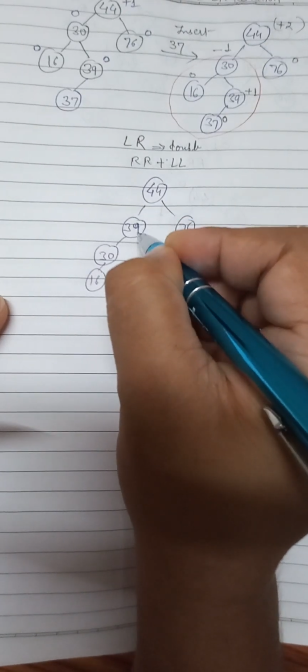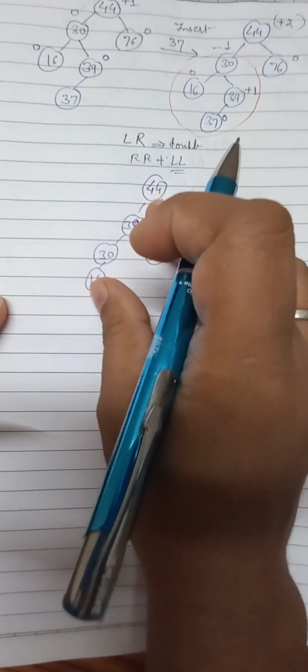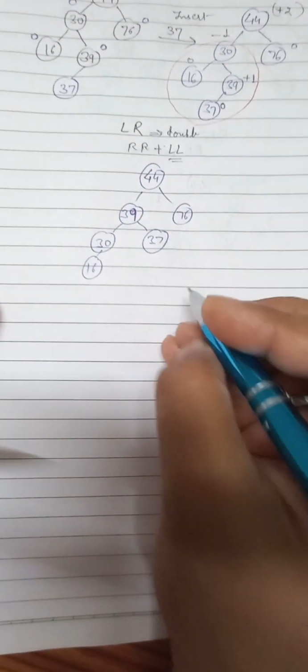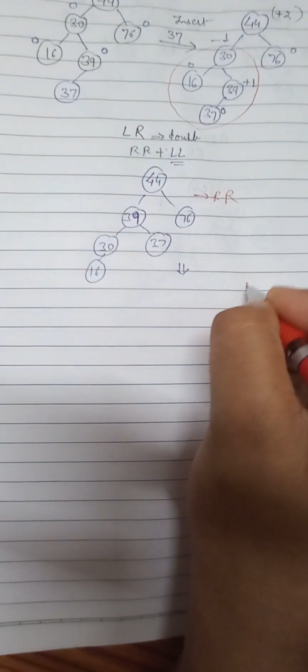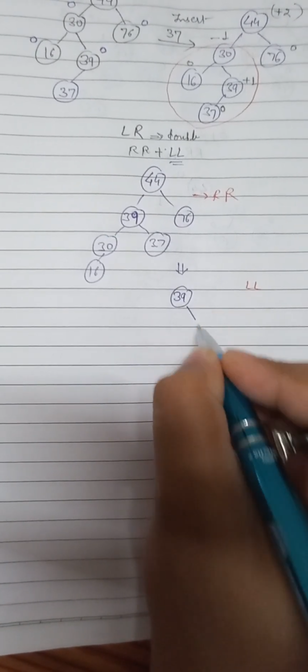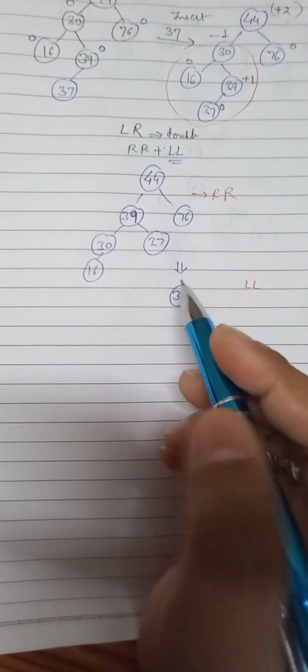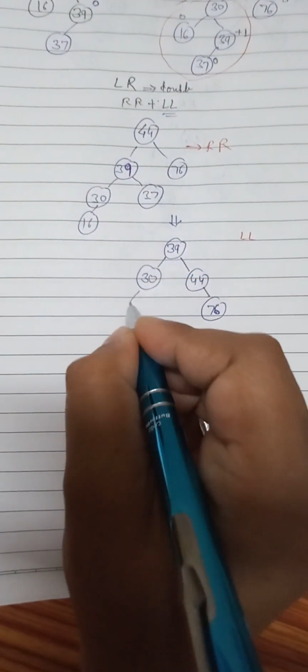Now we will do LL rotation, and LL is the final rotation, so we will perform it on the entire tree. We shift it to the right hand side because this is LL rotation. So 39 will go up, 44 will come here, 76 will come over here, 30 will come here, and 16 will come here.